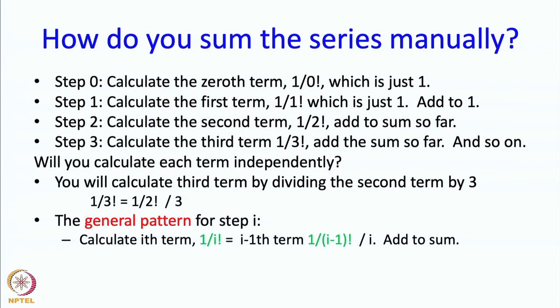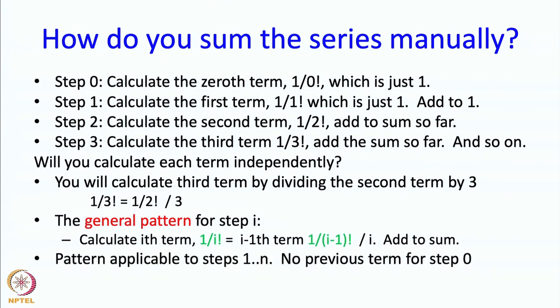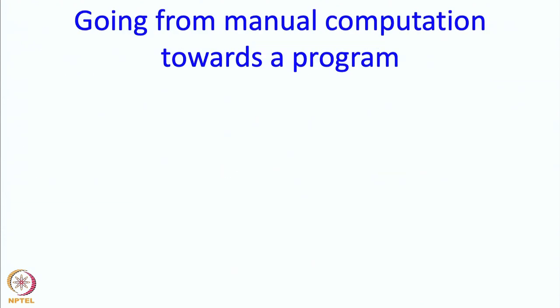So in step I, you will take the term which was calculated in step I minus 1, divide that by I and add it to the sum which you are keeping track of. Now, notice that this general pattern is applicable to steps 1 through n, not to step 0, because in step 0, there was no previous sum, nor was there a previous term. So this means, for example, that you might think of having a loop to do the work of steps 1 through n, and step 0 might be something that you do before that.